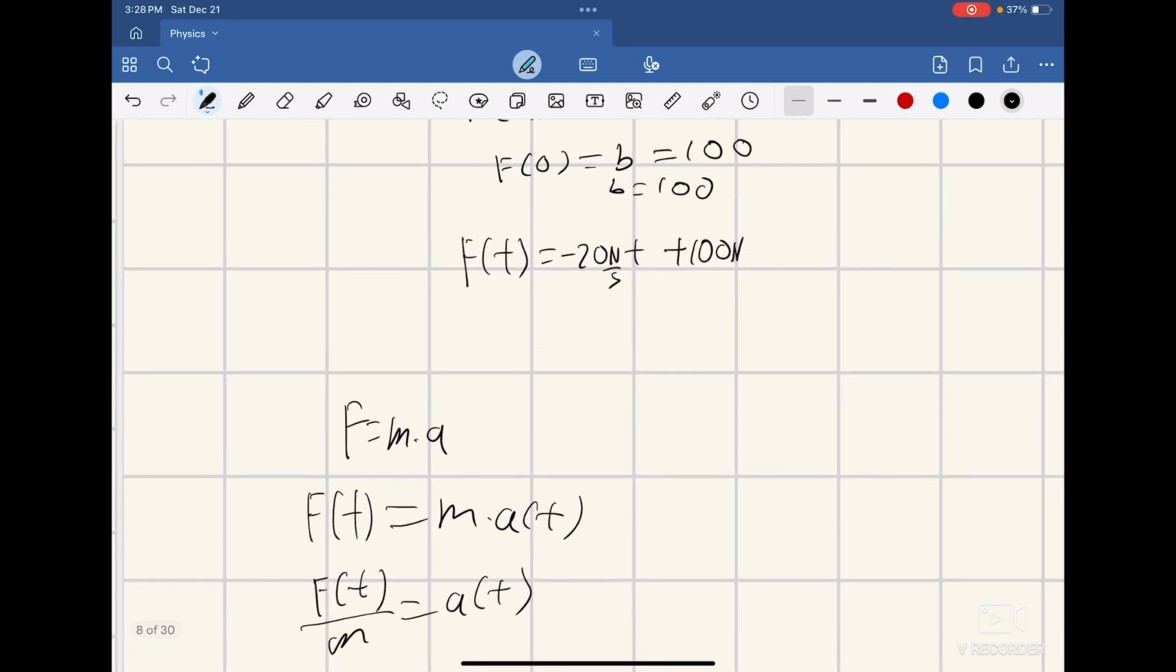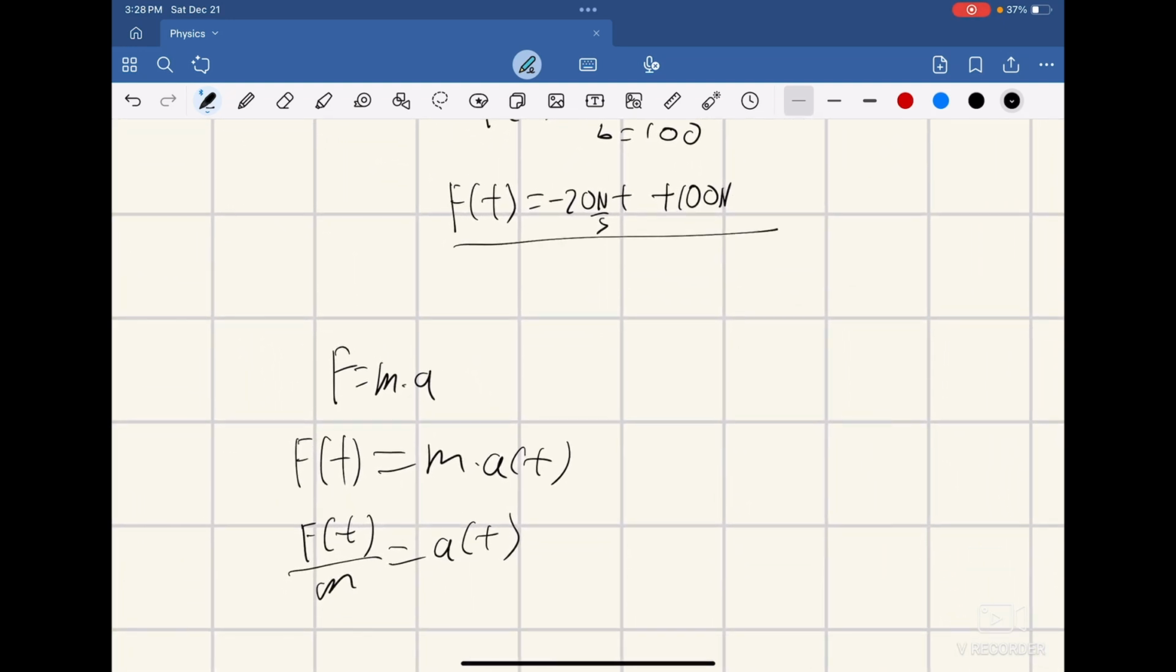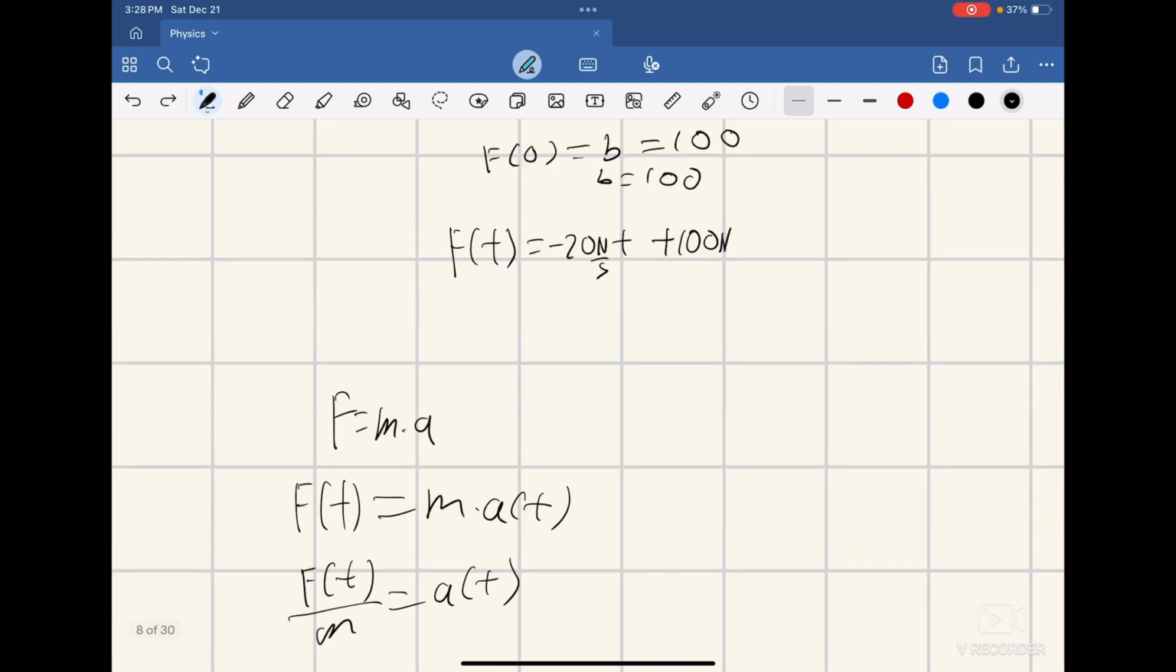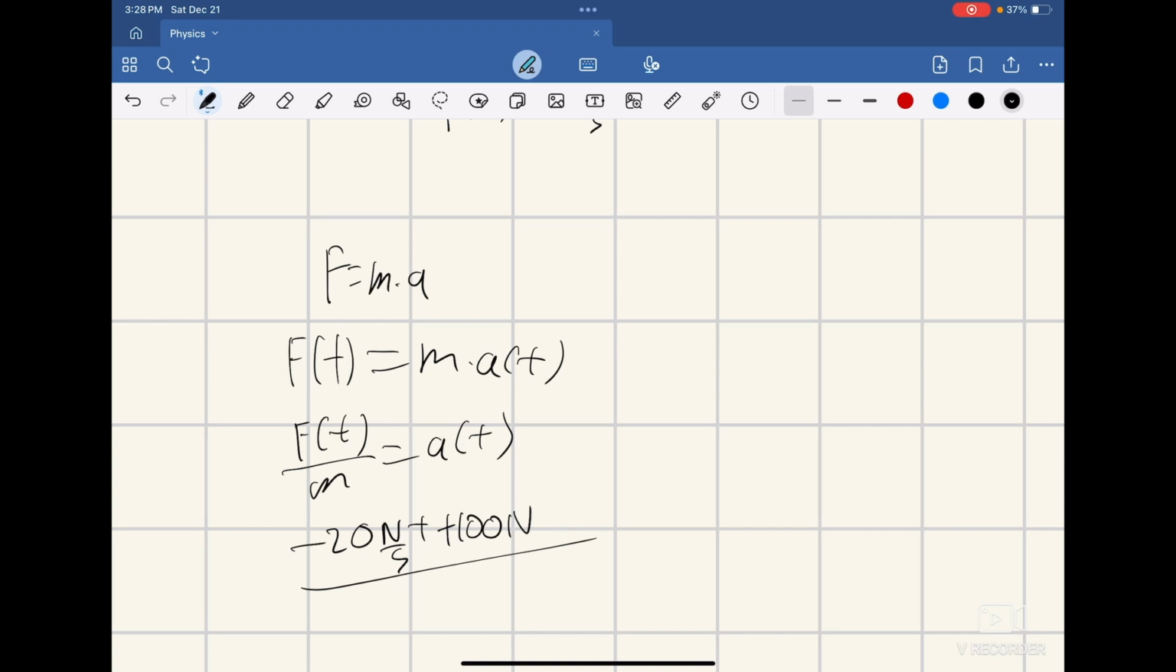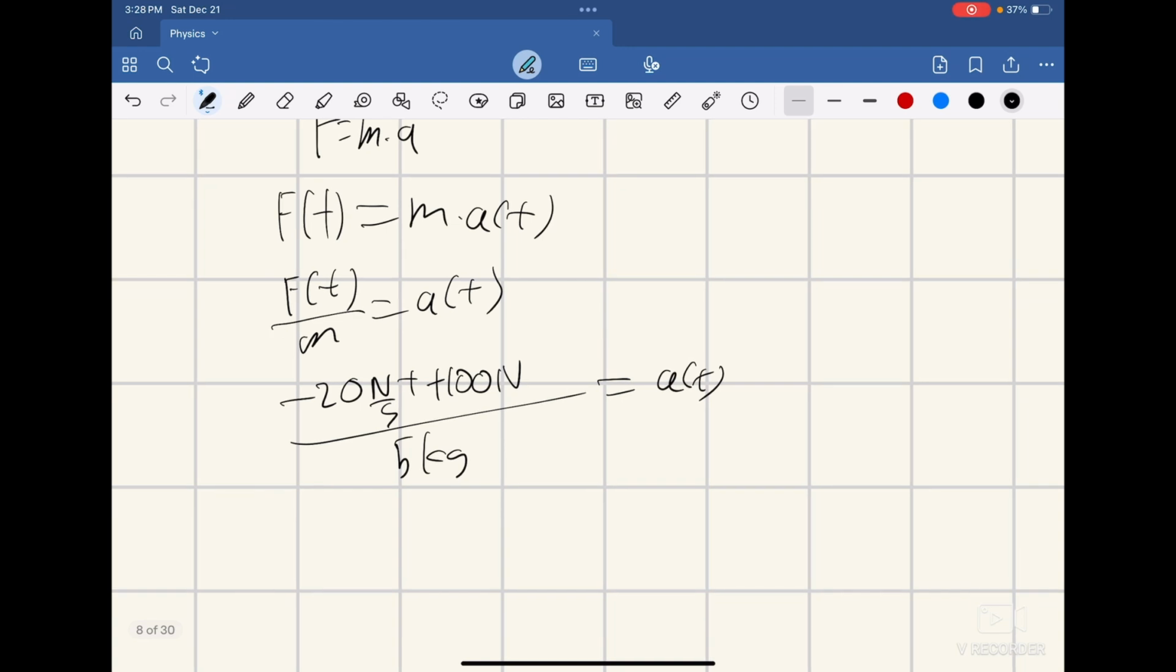Right here, since we know that F(t) is equal to negative 20 N/s times t plus 100 N, we can just do negative 20 N/s times t plus 100 newtons, divided by the mass, which is given to us as 5 kilograms, is equal to a(t). If we simplify this, newtons is given by kilogram meters per second squared. So we just have negative 20 meters per second cubed. That's my bad.